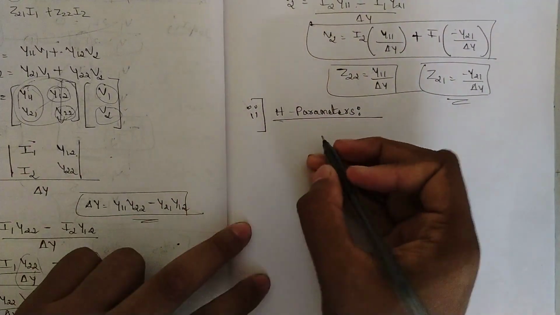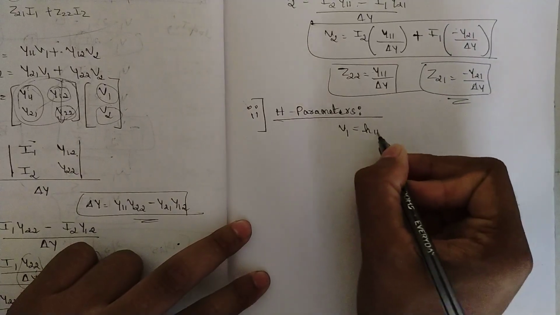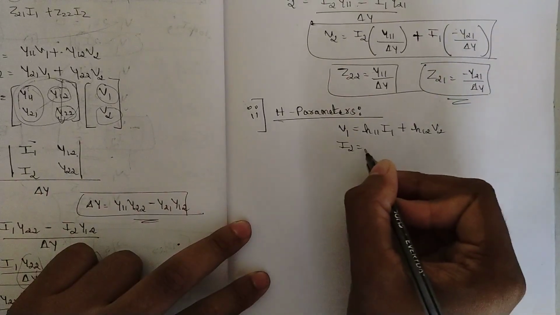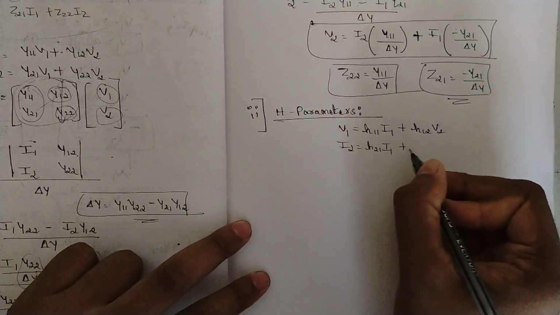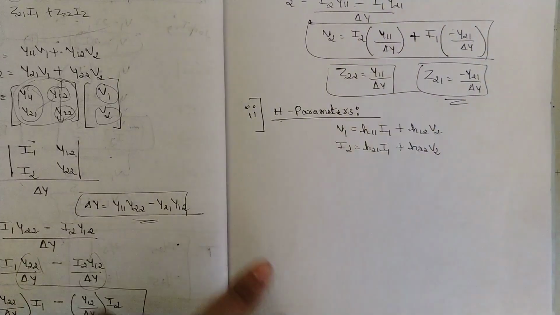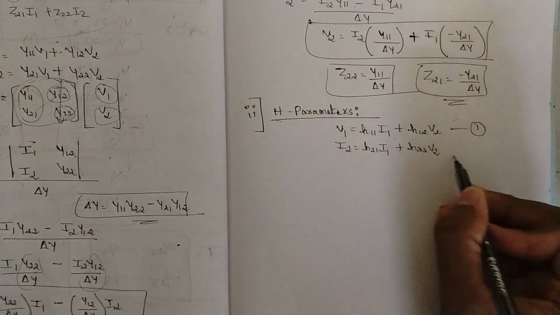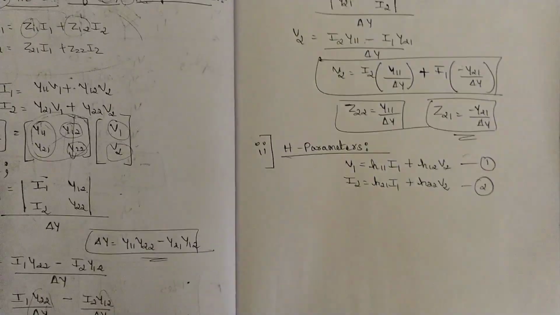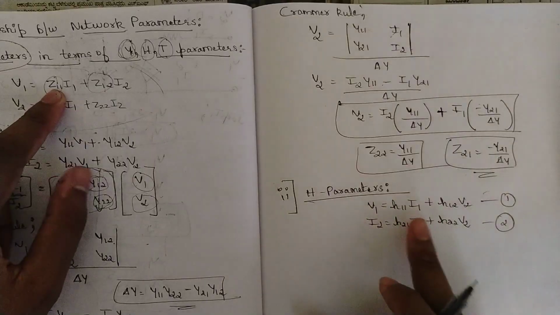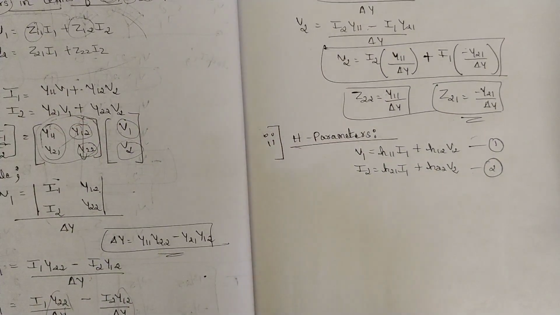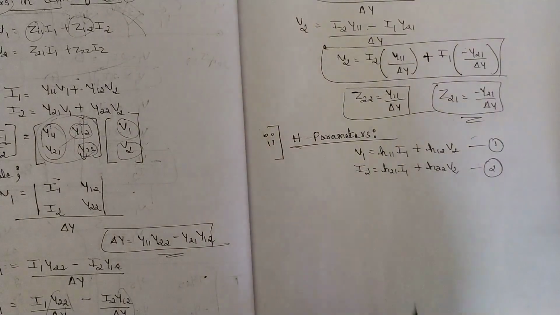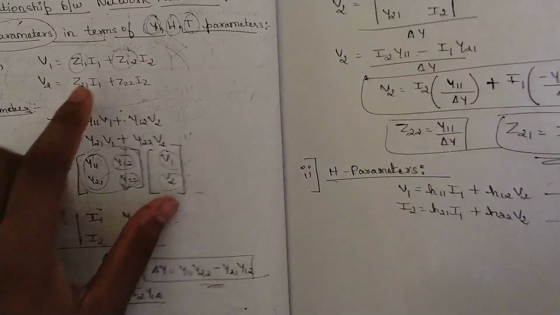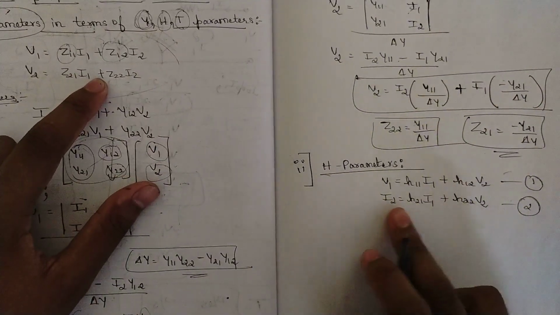First write the set of equations for h parameters. That is V1 is equal to h11 I1 plus h12 V2. Then we have I2 is equal to h21 I1 plus h22 V2. Now to solve this, name these two equations as equation 1 and 2. Why, I'll tell you. Now we need z parameters in terms of h parameters, right? If you observe the equations very carefully, compare the second equation of the z parameters and the second equation, equation 2.